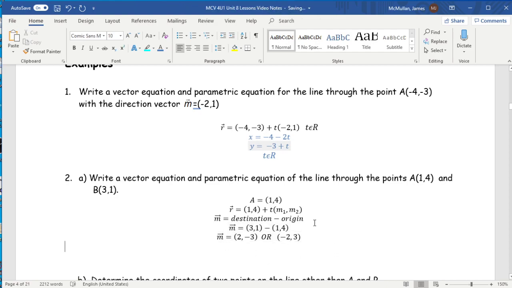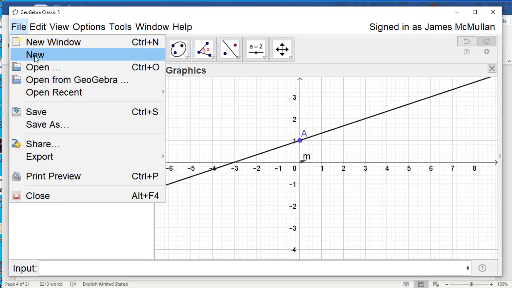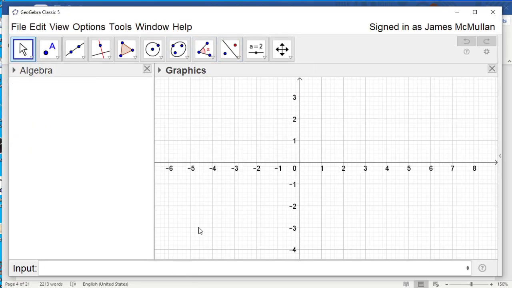Anyway, so this gives us the equation of the line now. So the equation of the line is just this plus 2, -3. And that would be the vector equation of a line that goes through those points. Let's prove it.